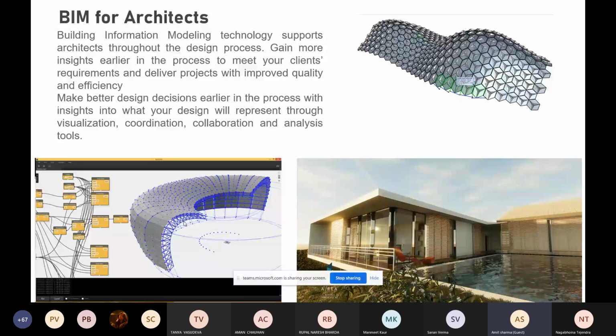You can also use Revit. You can also use BIM for visualization purposes. So this rendering is from Enscape. I don't know if you're using it or not.